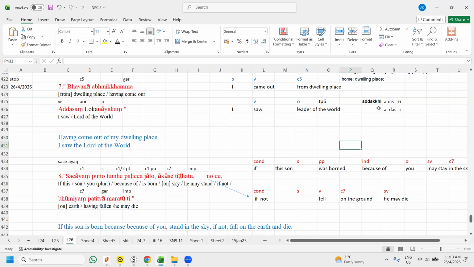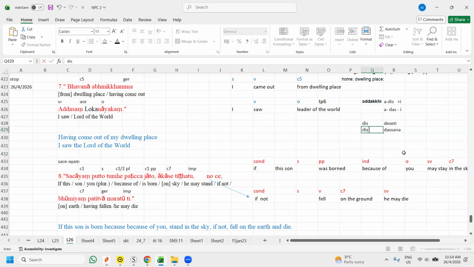Now, for this, the root is this. Normally the verb form will become dasseti. Can you see? Dasseti, this is third person. And this is dassana, a noun. So it takes this form. The noun is also dassa.